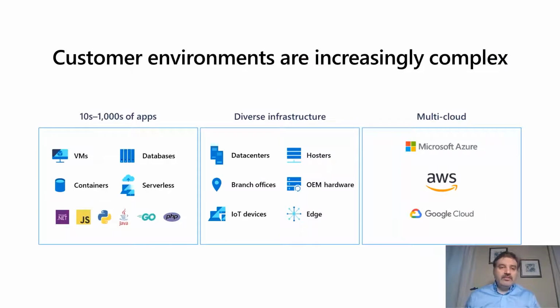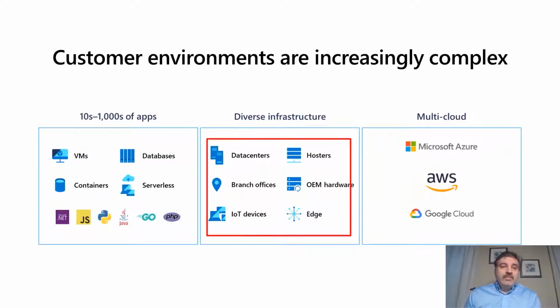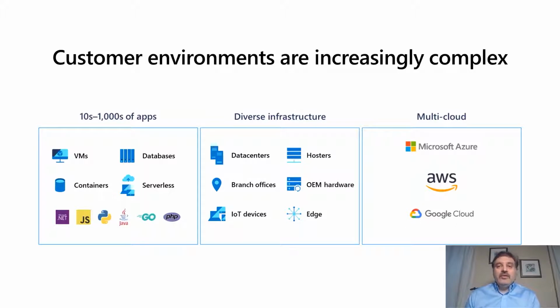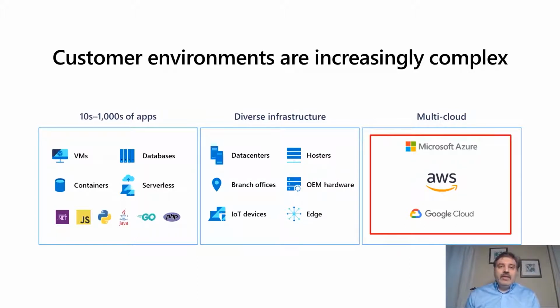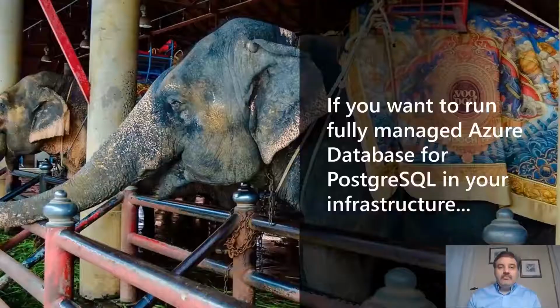Now, customers' environments are getting complex. They have tens of hundreds of thousands of applications, such as containers, VMs, and databases. They run on diverse infrastructure, such as data centers, hosters, branch offices, and so on. They also deploy in multi-cloud. And with that, they also have applications that cannot move to public cloud due to regulatory and compliance reasons.